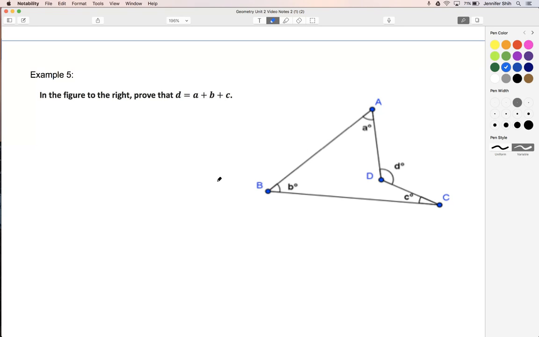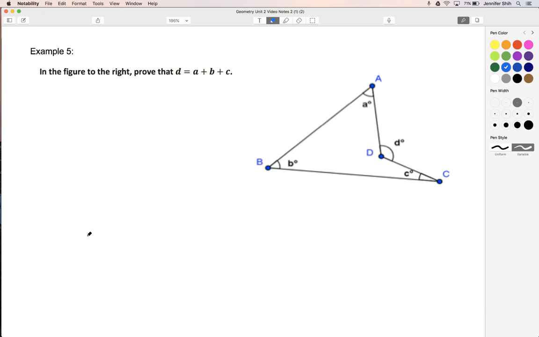So here's an example of one of those. This video is intended so that you can watch how one person would think through this as an example, so that you maybe can apply the risks that I take to future problems. Given that, in the figure to the right, prove that D is equal to A, B, and C.